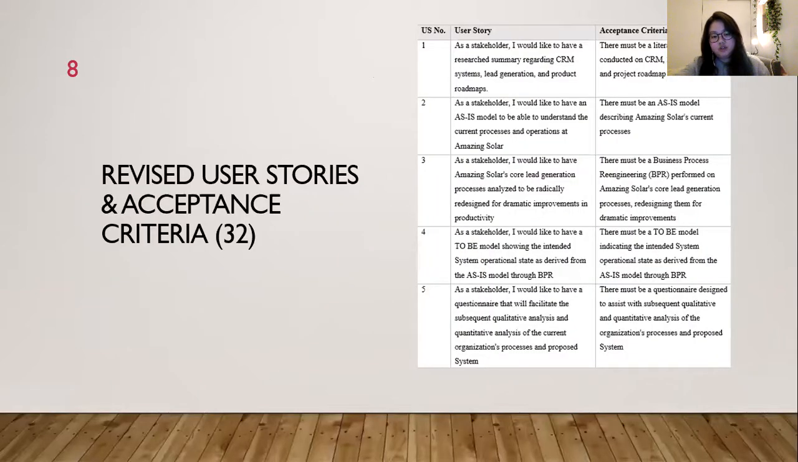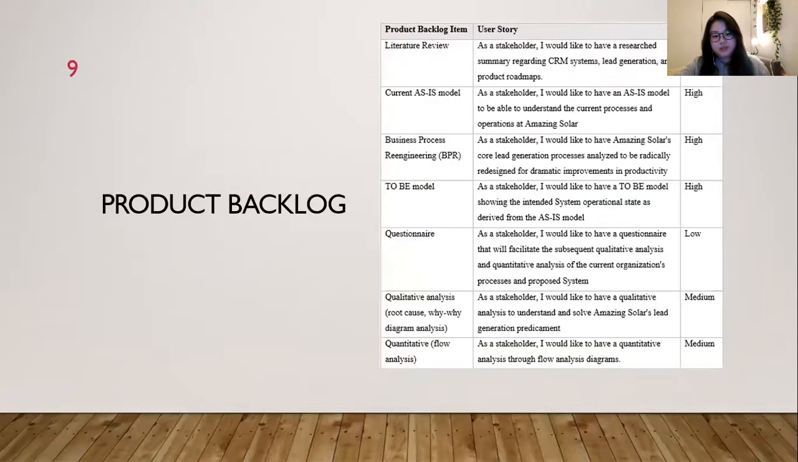This is the screenshot of our revised user stories and acceptance criteria. And these are just 5 among all 32 user stories. This is the screenshot of our product backlog. And as you can see, the high priority tasks include the literature review, the current AS-IS model, BPR, and the TO-BE model.